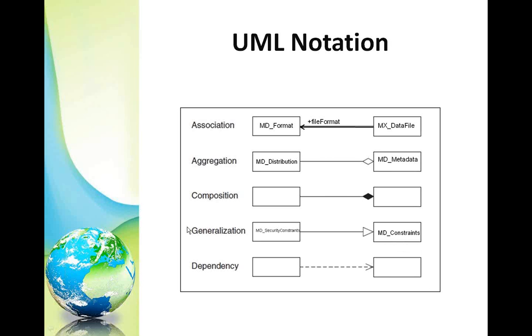And then a dependency is also known as an instantiation. It's kind of like an if statement. Example: if access constraints or use constraints equals other restrictions, then other constraints must be used. So this kind of shows your dependencies on, okay, if I do this, then I need to also do this information. And we'll see some of those in the UML that we'll look at.